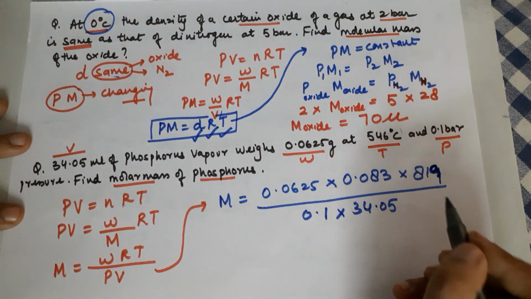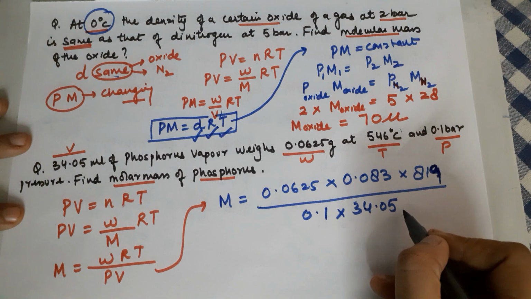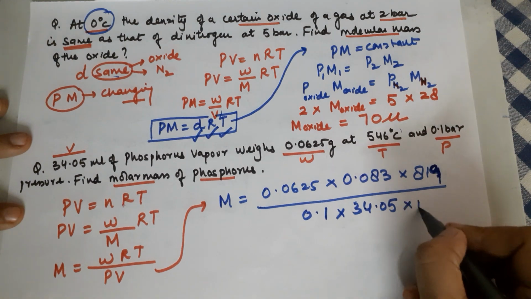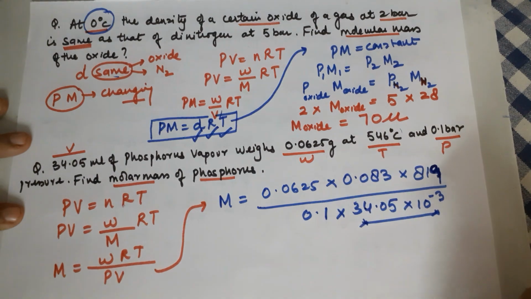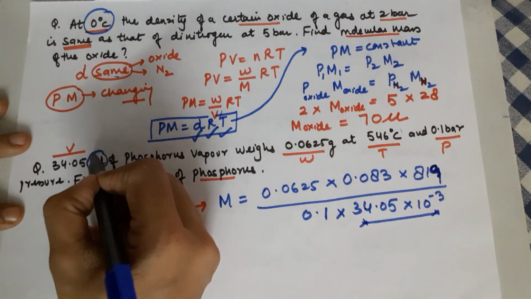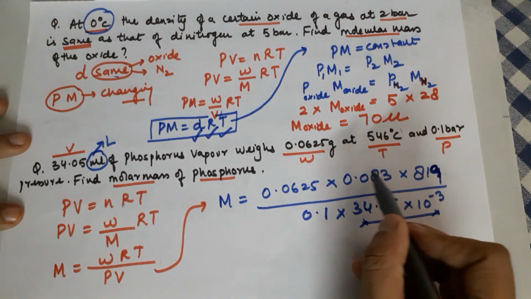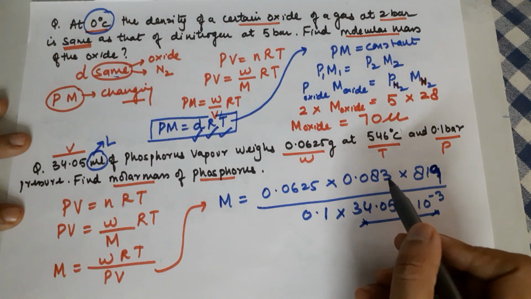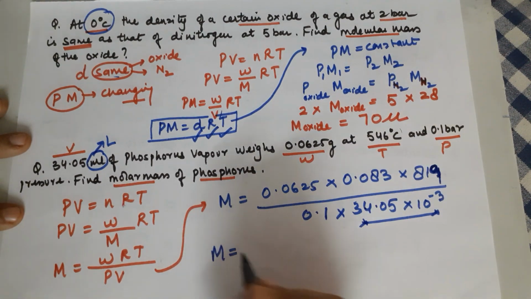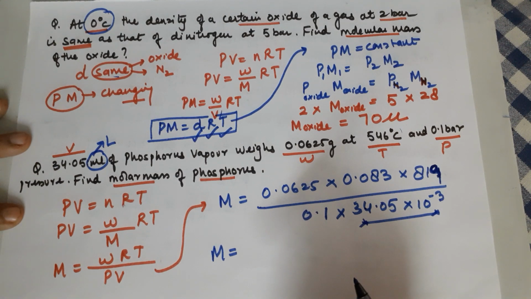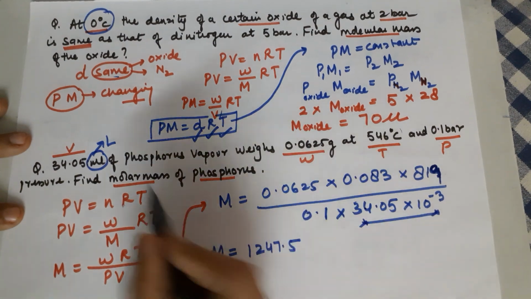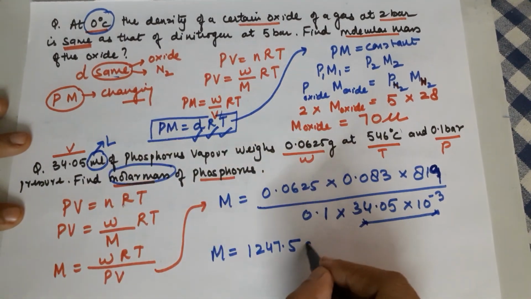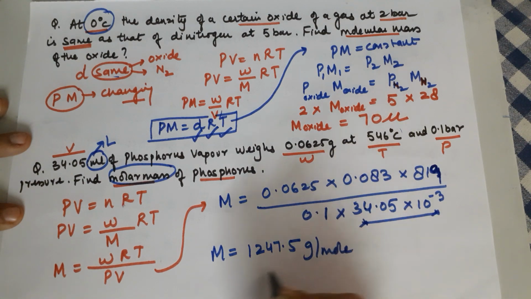34.05. It is in ml, which means you need to divide it by 1000, or multiply it by 10 to the power minus 3. This is the place where you would make an error. This is in ml, and it needs to be converted into liters because your R value is calculated using volume in liters. On solving this, you will get your answer, and this value comes out to be 1247.5. Since you are asked molar mass, you will report it as grams per mole.